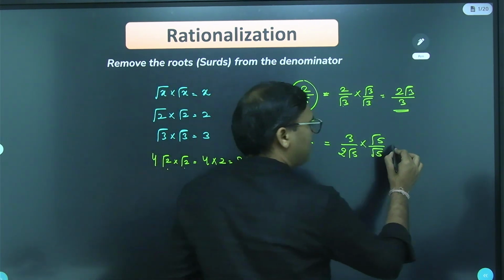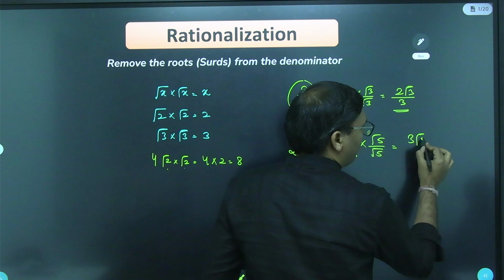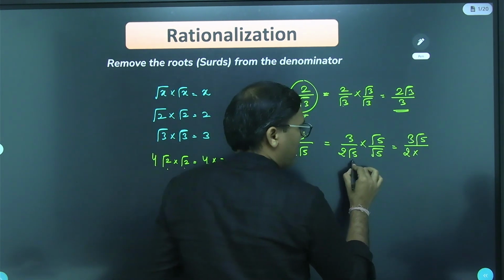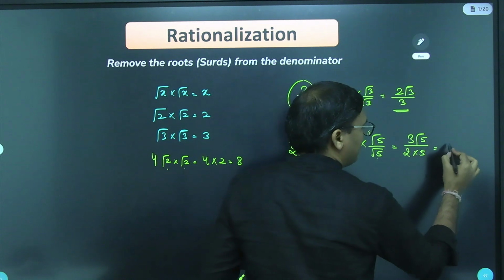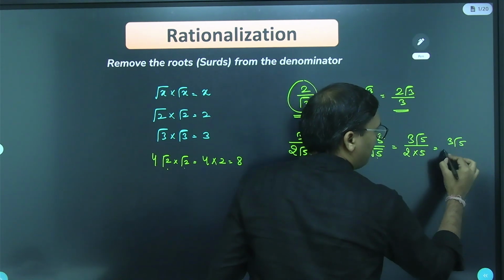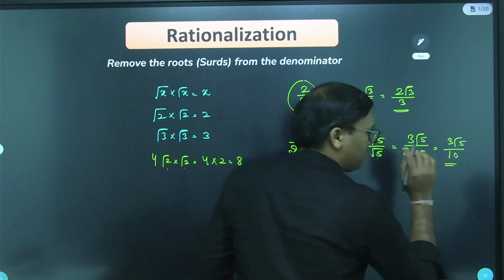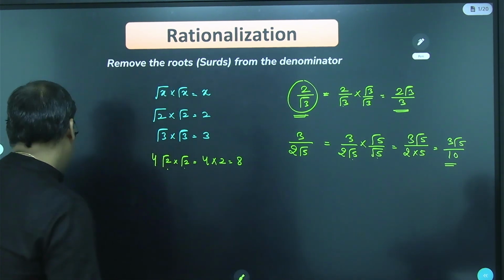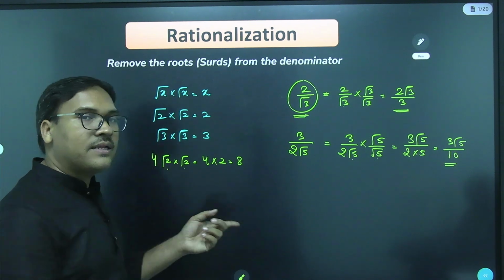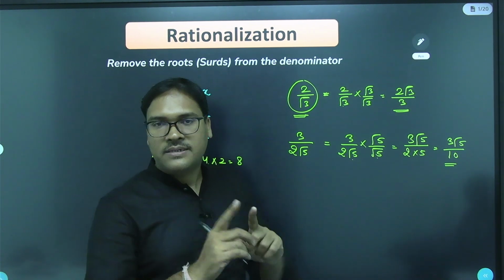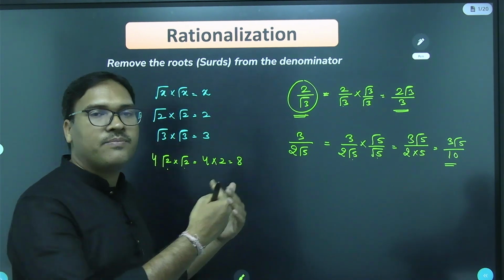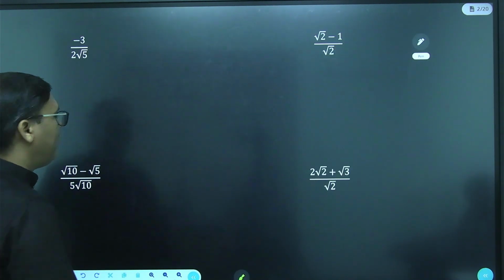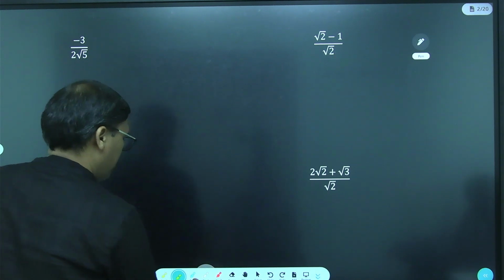So this is basically 3 root 5 divided by, now what is this? This is 2 into root 5 into root 5, which is 5. So what is the answer? This is 3 root 5 divided by 10. This is how we are converting into a rational denominator. Let us take up some questions based on this. Then in the next video, I will give you another type of question where you have something upon a plus root b.